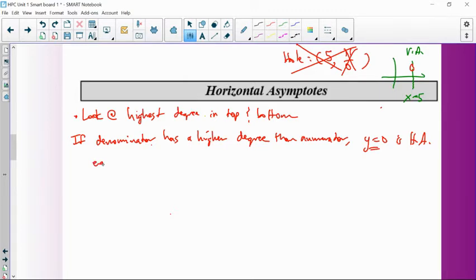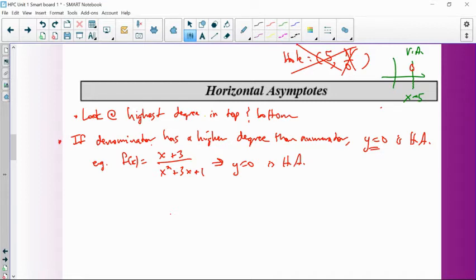Here's an example. Let's say you had f of x equals x plus 3 over x squared plus 3x plus 1. If I'm looking at the degree, I would notice that the numerator's degree is only 1, the denominator's degree is 2. This is bigger, so this would mean that y equals 0 is a horizontal asymptote. Now, if it has a horizontal asymptote, it says nothing about whether it does or does not have vertical asymptotes or holes. These are independent of each other.